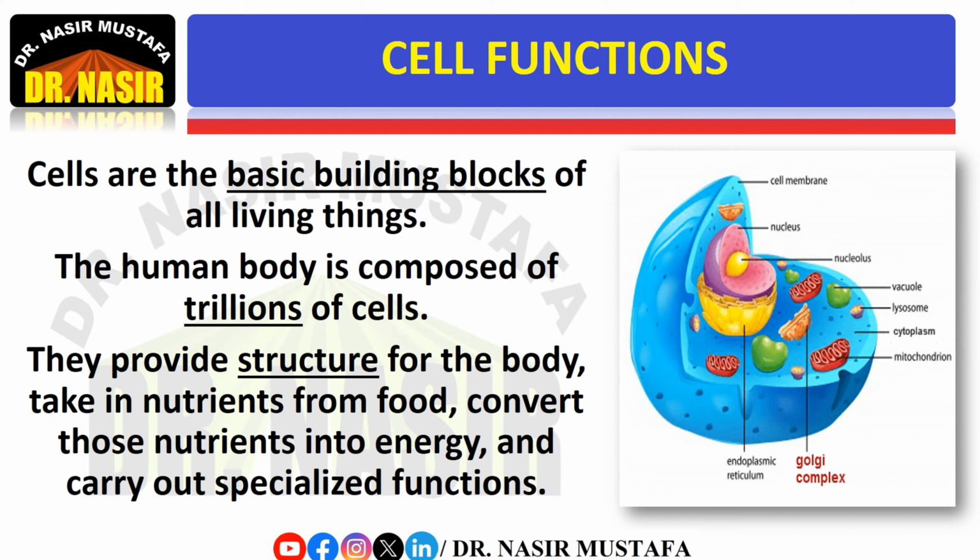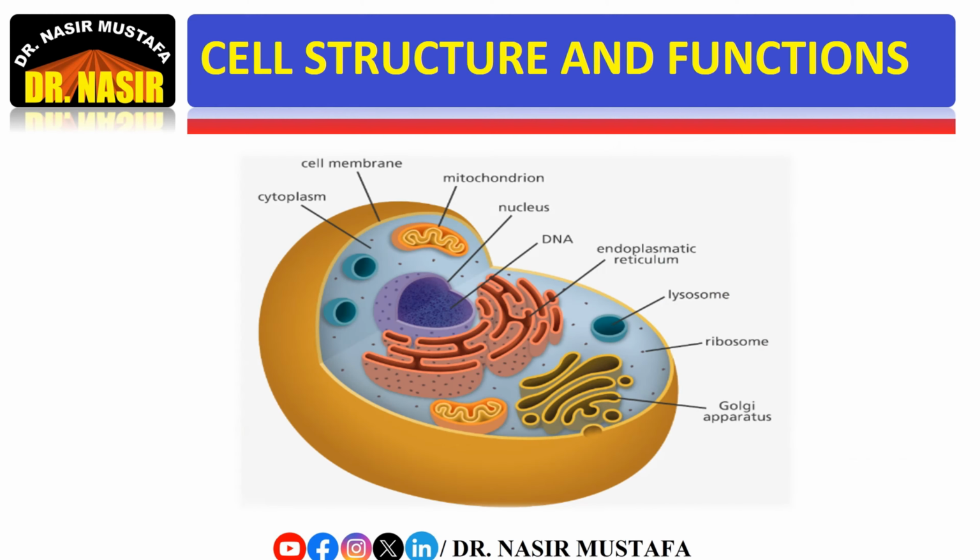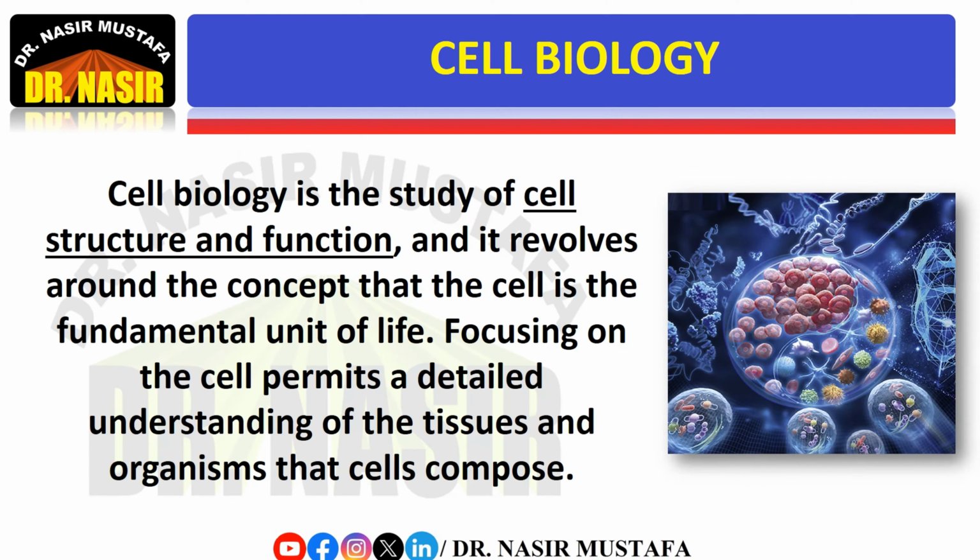absorb nutrients from food, convert those nutrients into energy, and perform specialized functions that keep us alive and healthy. Now, let's look at the main parts of a cell. A typical cell consists of the cell membrane, cytoplasm, nucleus, and various organelles. Each part has a specific role that helps the cell function properly.